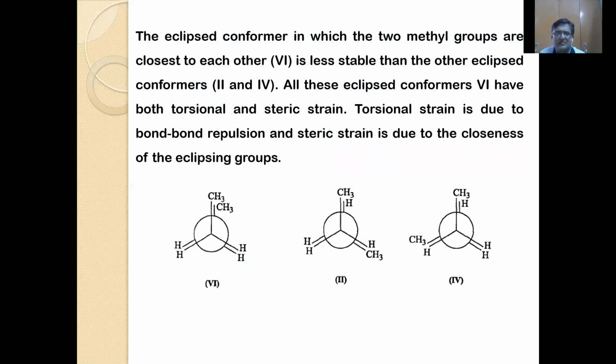The eclipsed conformers, in which two methyl groups are very close to each other: 6, 2 and 4. In the previous slide what I have shown all together, I have extracted from the same, the 6, 2 and 4. Here you can see the methyl groups are very close together. Here hydrogens are close, CH3 and H, CH3 and CH3. That means all these conformers largely experience torsional strain.